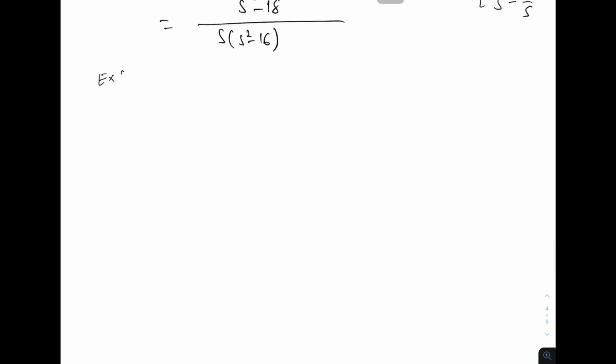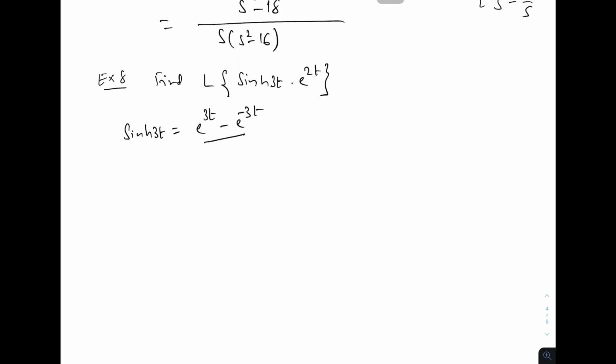Let us take one more example. Find Laplace transformation of sine hyperbolic 3t e power 2t. In the next section you will get the formula also in the first shifting theorem, but here even if you don't use it, you can just take the sine hyperbolic 3t as (e power 3t minus e power minus 3t) by 2.